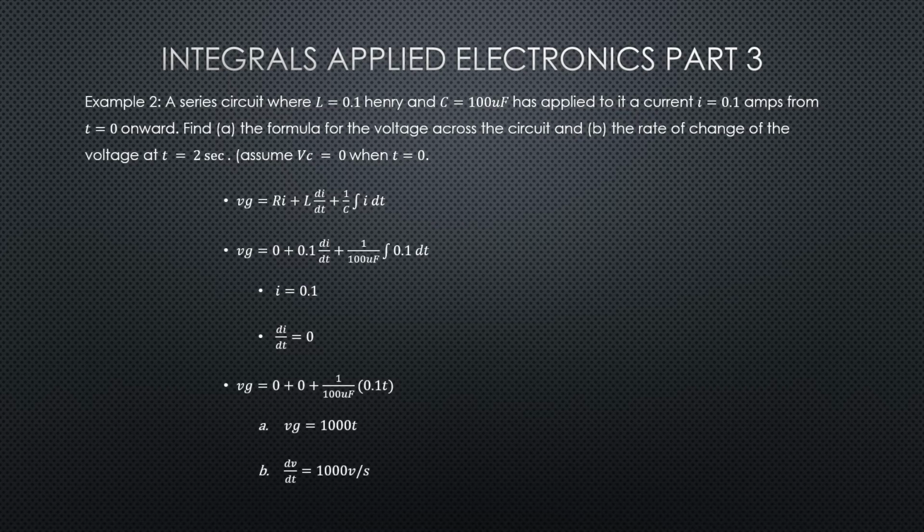And part B is asking for the rate of change of voltage at 2 seconds. So to find the rate of change, we're going to take the derivative of Vg. Because the t essentially goes away when we take the derivative, we get dV dt is equal to 1000 volts per second. Now there's no specific t in that formula, so at 2 seconds, the rate is the same as at 1 second or 3 seconds or any seconds. So the answer for part B, at 2 seconds, dV dt is 1000 volts per second.